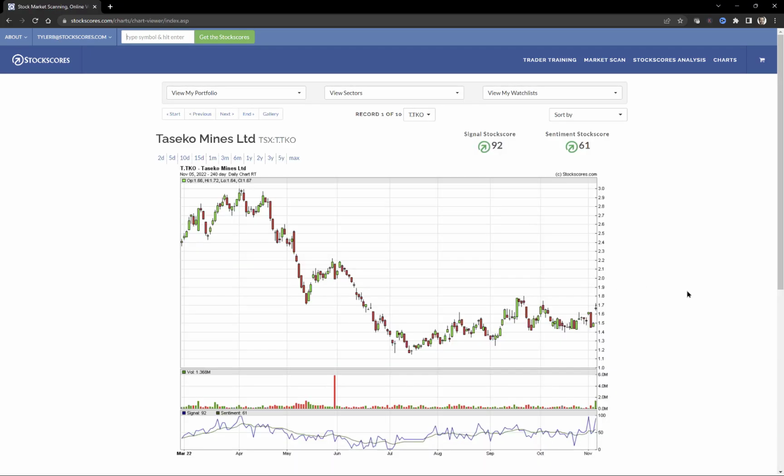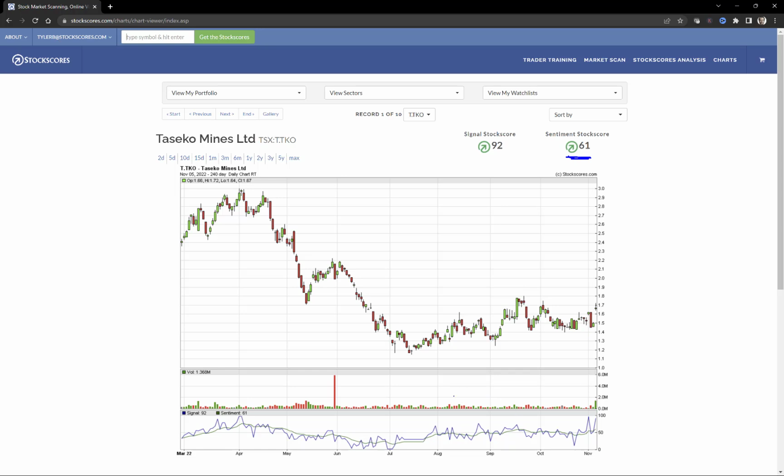So there is a full-size chart of Taseko Mines. A lot of miners were up on Friday. Gold prices were up. US dollar was down. And so a lot of these stocks moved up. And then the final thing that I'm looking for is, does it have the right pattern? Well, I can see that my sentiment stock score is above 60. And for some of my investor strategies, that's important.